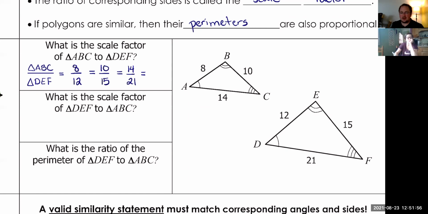Eight over 12, you can take out 4, which would bring that to 2/3. 10 over 15, take out a 5, which brings it to 2/3. And 14 over 21, you take out a 7, which brings them all to the same scale factor of 2/3.